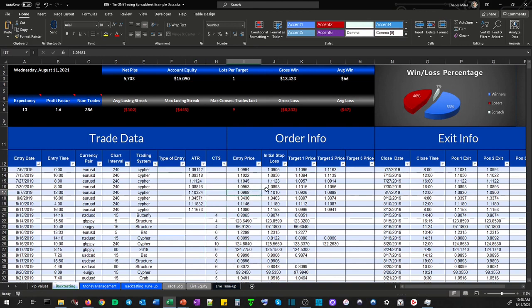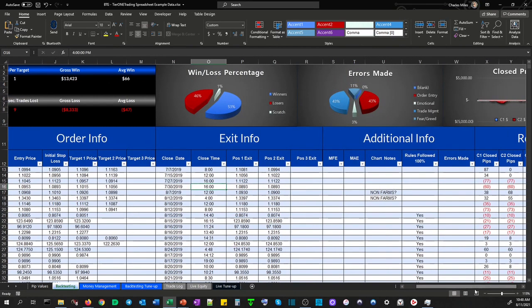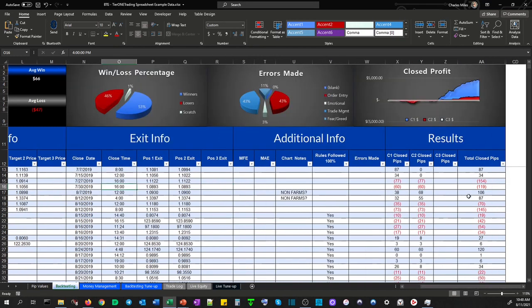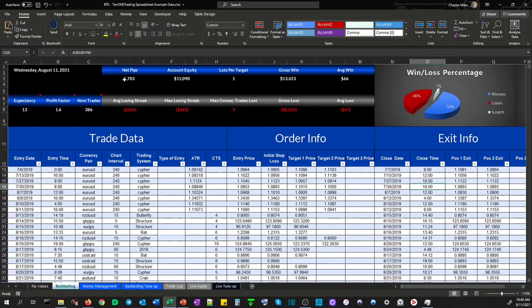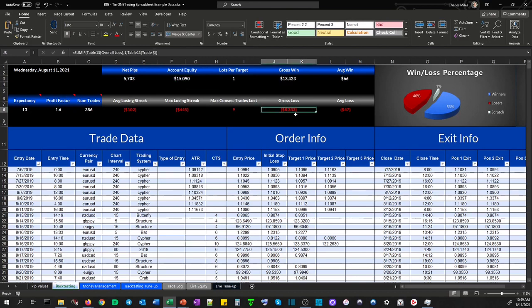We have our entry price, stop losses, target 1, target 2, and if you're trading a target 3, close dates and times, position exits, which are important for our pips amount, and then the spreadsheet totals it all for you. You can see all the net pips, just like we saw in my examples, the current account equity that you are working with. Okay, we'll see that in a minute. What's your gross win, gross loss in dollars? How many lots per target are you trading?